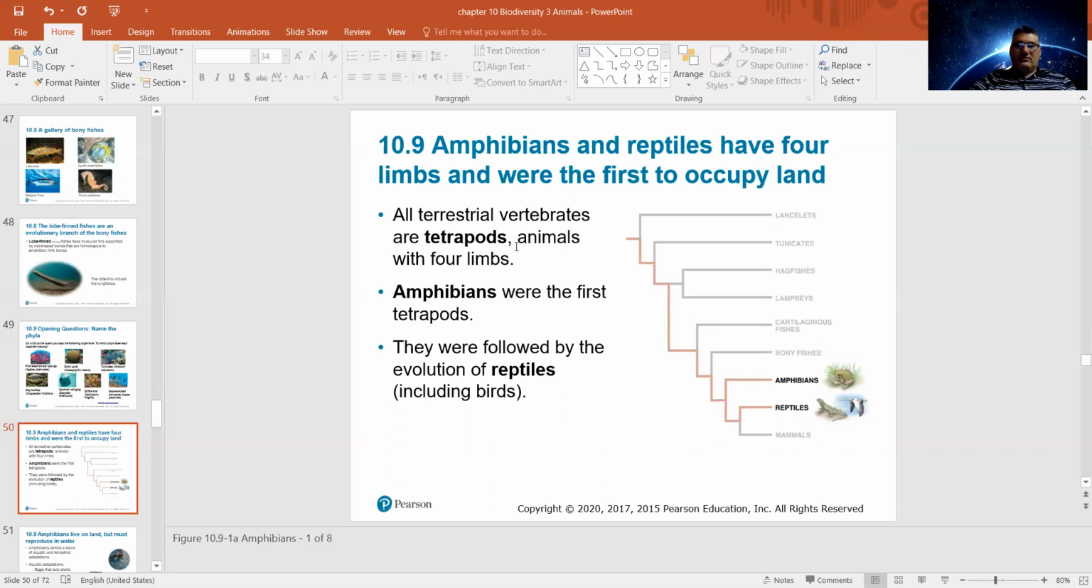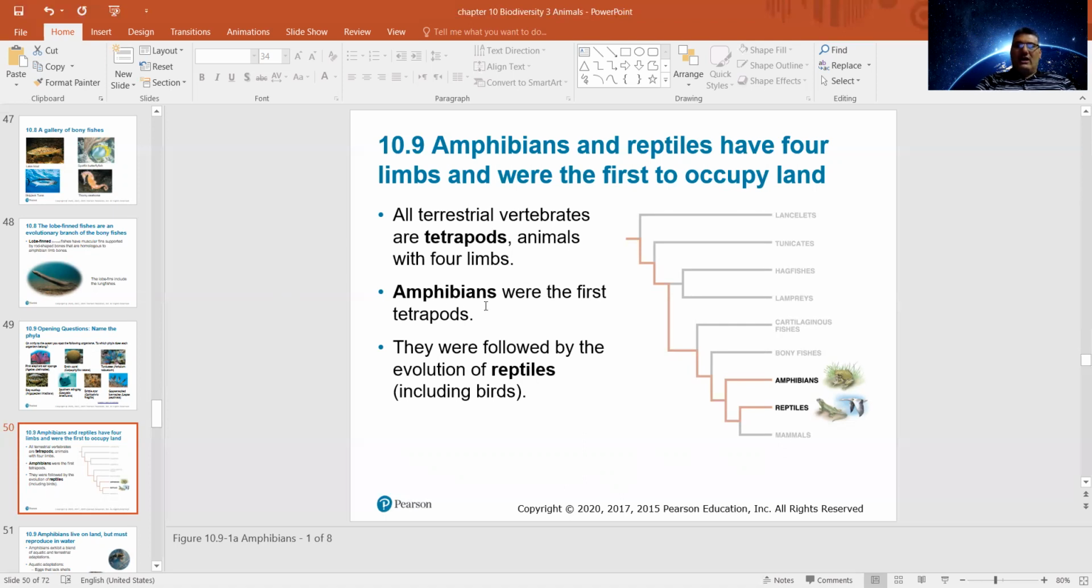Now amphibians. There is something that's shared among all terrestrial vertebrates. Terrestrial is not like marine. Terrestrial means on Earth. Marine means in the water. Any and all terrestrial vertebrates are tetrapods. Any vertebrate that lives on Earth will have four pods, or legs, or limbs.